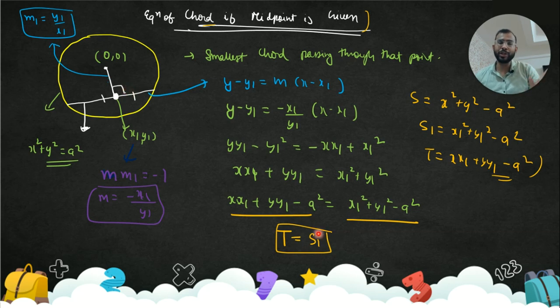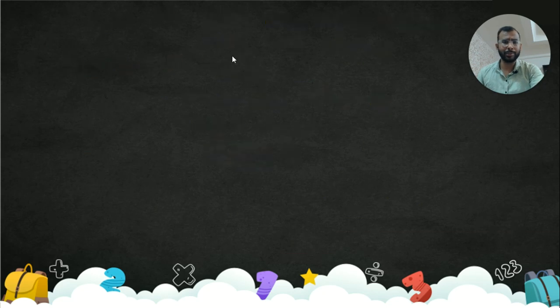So the equation of the tangent is T equal to S1. T is the tangent, and S1 is how we generally substitute the point. Next, we have seen the question on this.